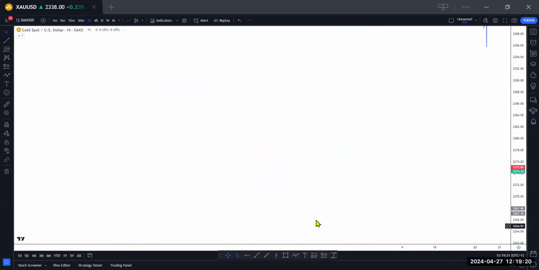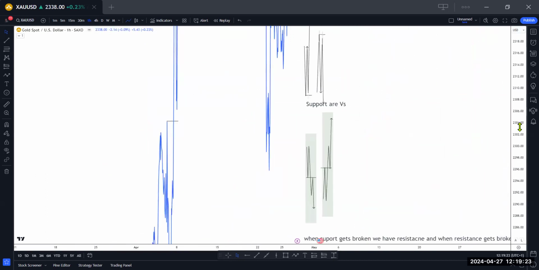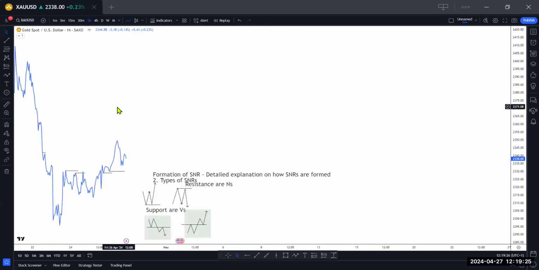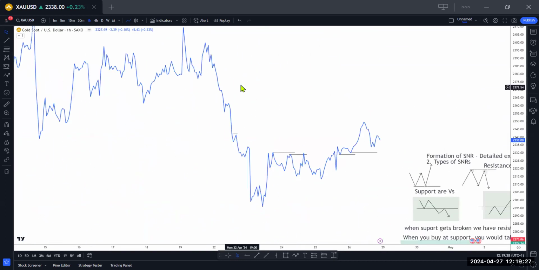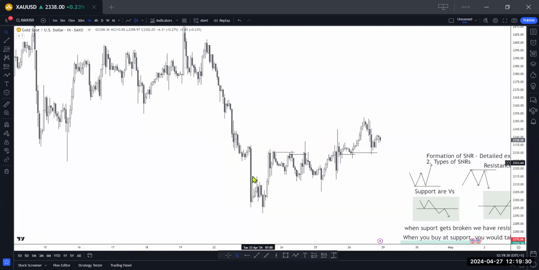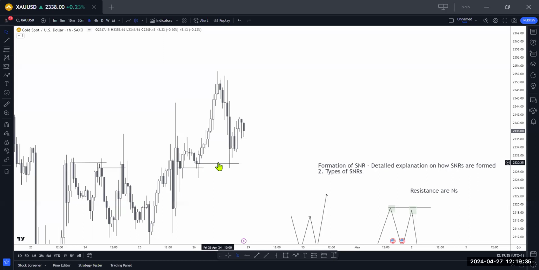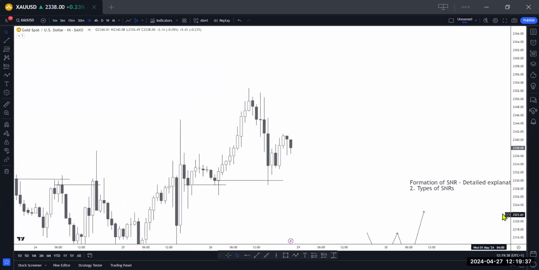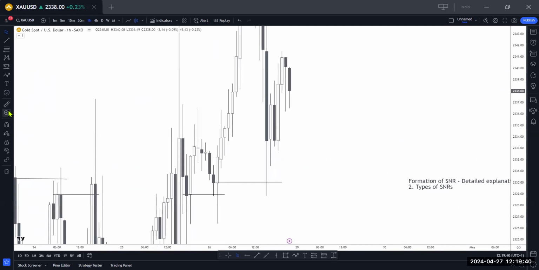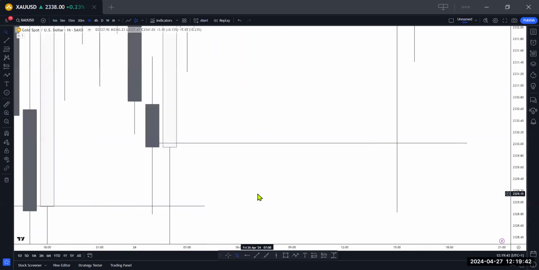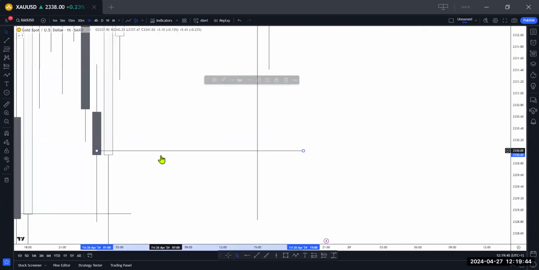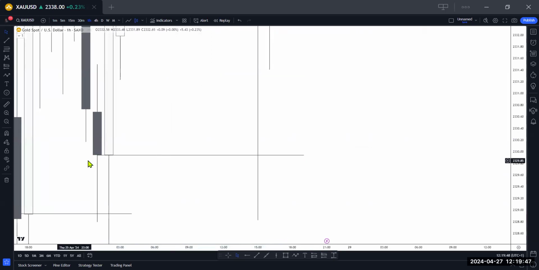Now, let's see some examples on the chart, because this further emphasizes that at support, you don't want to be selling. All right, so this example right here. This is a support level. So as a buyer, what do you want to do here? What you want to do here is to buy. Why? Because this is a support level.